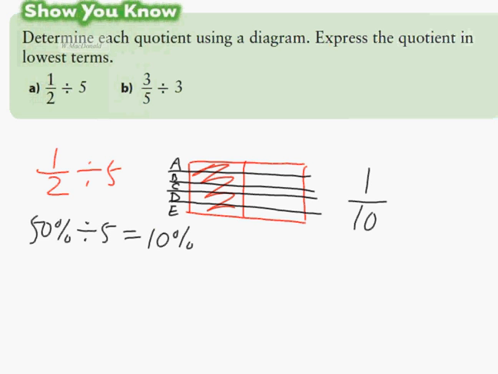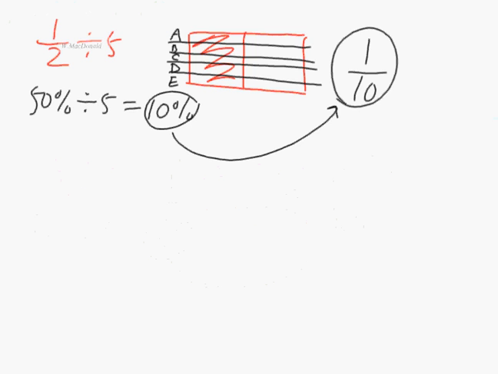So when I look at my answer that was a fraction, it now makes sense because 10% as a fraction is 1/10. So it makes it a little bit more realistic in terms of why a fraction divided by a whole number equals 1/10. When I think of it in percentages, it makes sense.